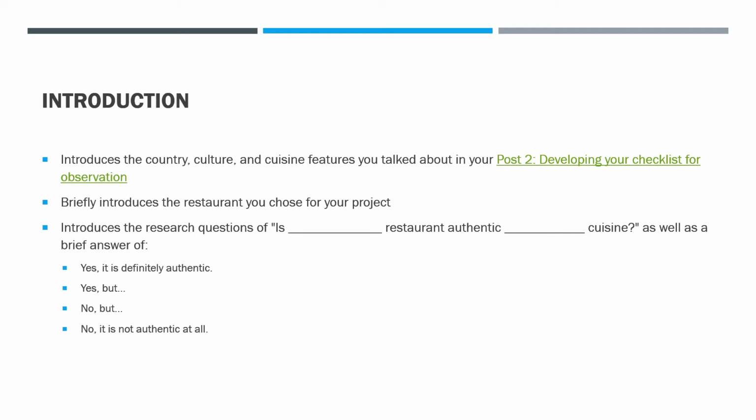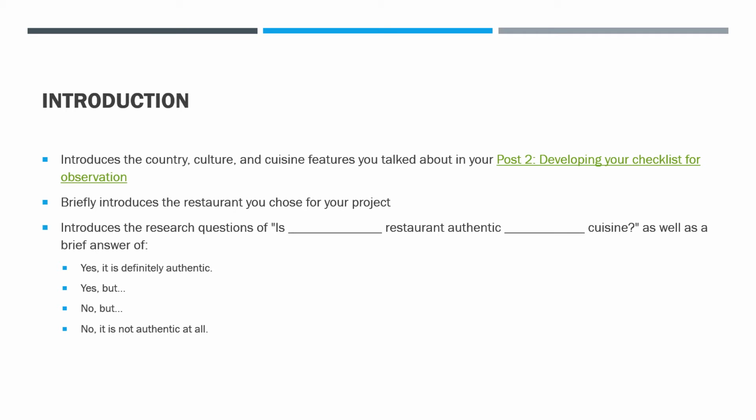Now that's the same for if you're answering no, but. So this means that there are not a lot of things. Where the yes, but is, yes, there's a lot of things that are authentic, but a few things that aren't, the no, but is where, not so authentic, but. This would be a great example talking about Taco Bell, for example. Taco Bell is not really authentic Mexican food, but they still use some of the ingredients, and here are the ways they're not authentic. Here are more of the ways that they are. So you're setting this balance. This is going to help you determine what your themes are later.